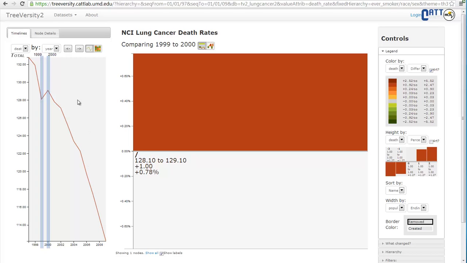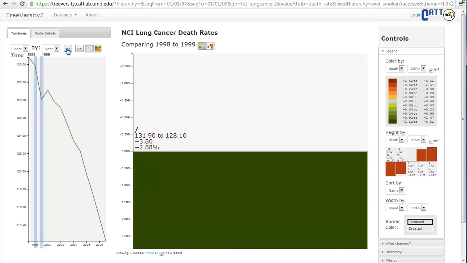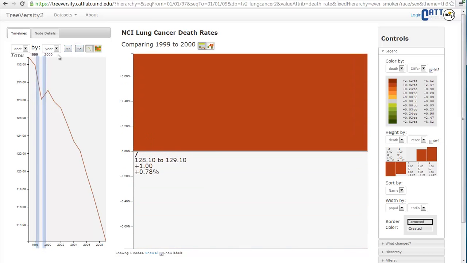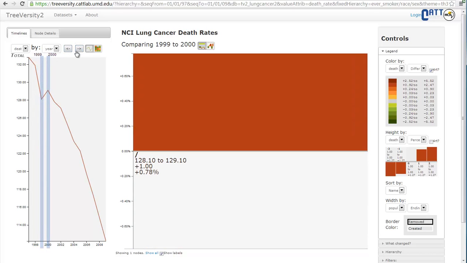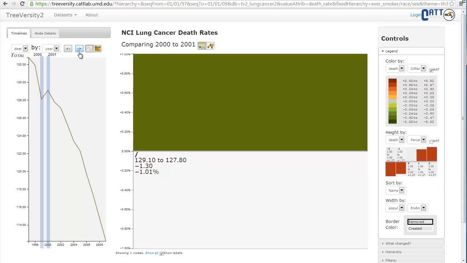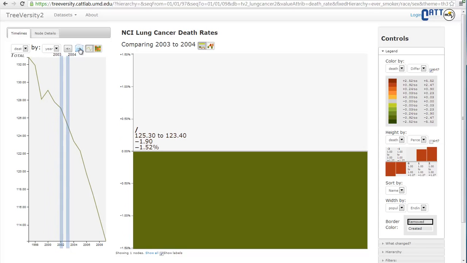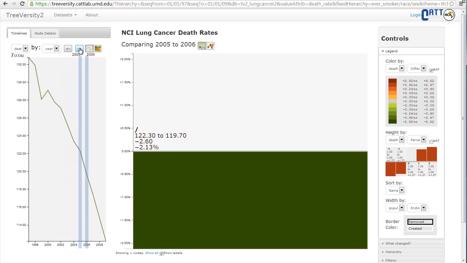Here on the left side, we can see a timeline that shows that the rate has been constantly decreasing over the years. Although between the years 1999 and 2000, there was an increase of 1 point in the rate, a 0.78% increase. As we keep on moving to the next years, we see that the overall rate is actually decreasing, with increases of less than 2%.